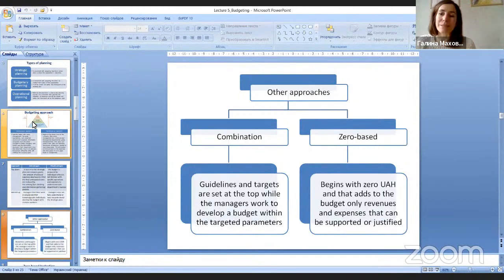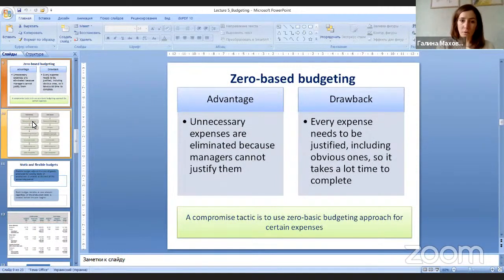Also, we have the so-called zero-based approach, where each department should justify all costs, all revenues, all types of budget, starting from zero. Only those expenditures which are justified by managers may be included in the budget. But in this case, we also have some advantages and disadvantages.